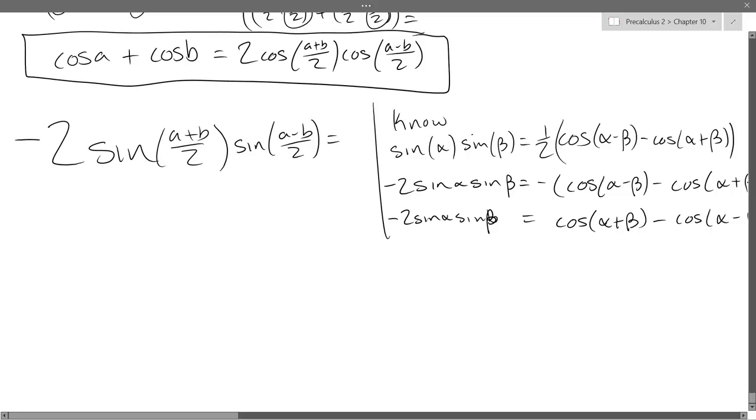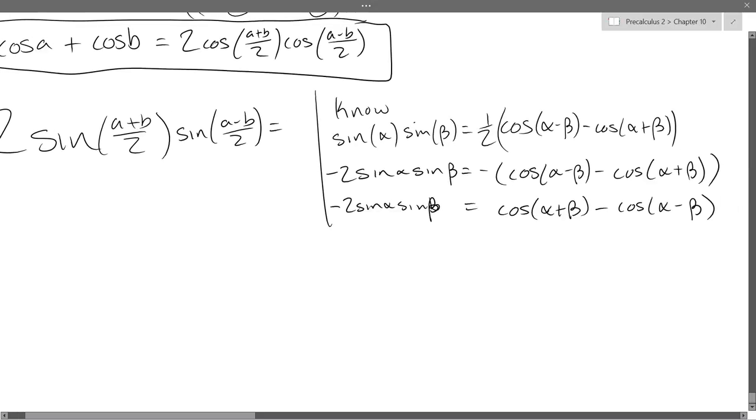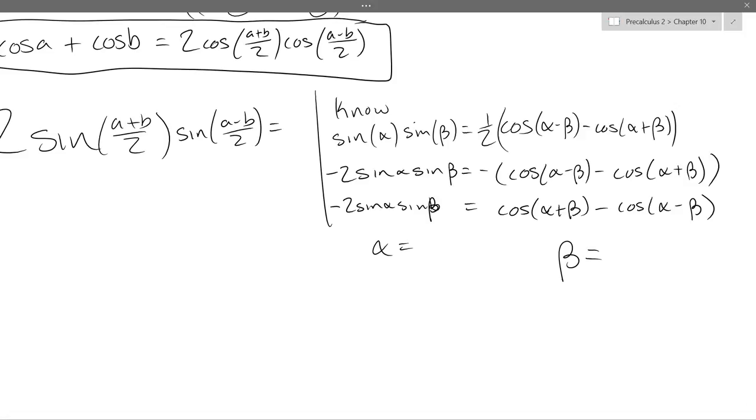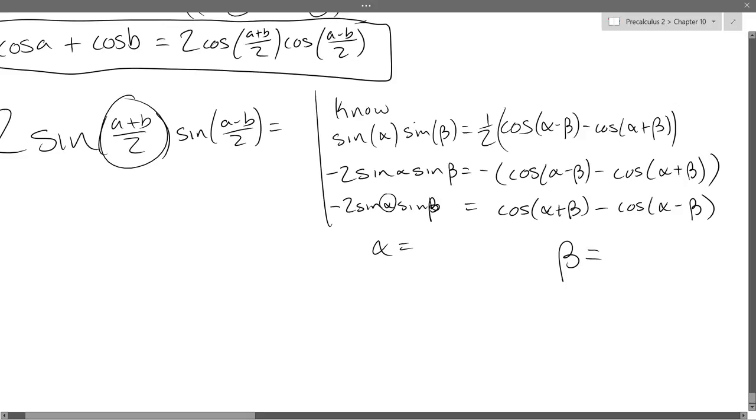So we've got negative 2 sine of an angle times sine of another angle. So we're going to use this formula. The only question is, what is alpha and what is beta? And it should be a lot easier to answer this time around. What is alpha? Not quite. Getting warmer. There we go, A plus B over 2. So our alpha is that right there, and our beta, just like last time, is that second angle right there.